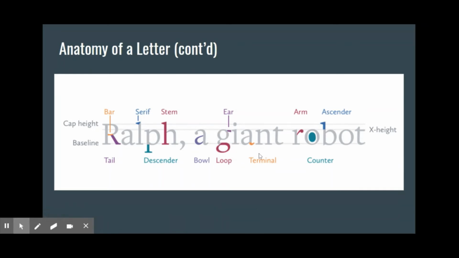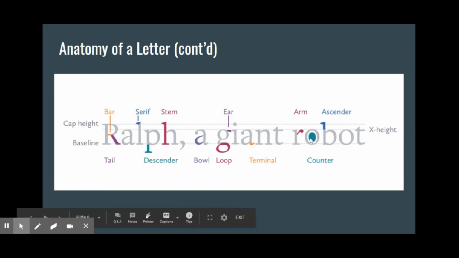Then we have the terminal. Terminal is any kind of little extension. This is the part I was talking about that only depends on different types of fonts, usually in serif fonts, which I'll talk about in a little bit. And so terminals can be at the bottom, but they're also these teardrop kind of shapes at the top of letters, like in the R and on the A, and any kind of looped piece like that would be considered a terminal. So it's the teardroppy kind of shapes.